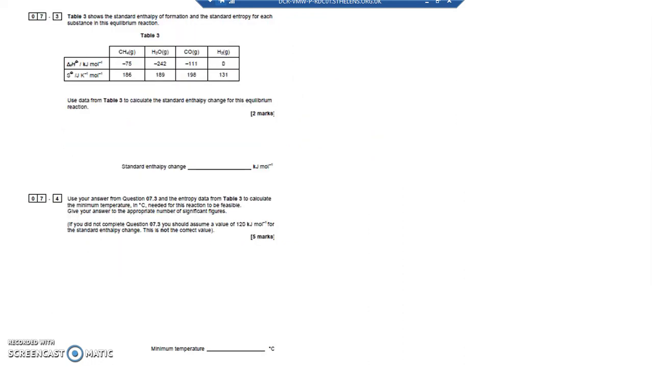7.3. I've got some data for each of the standard enthalpies of formation, and also I've got entropy, but the first part of the question is about the standard enthalpy change, so I'm just going to use the first row of data. So I know my equation, CH4 plus H2O makes CO plus 3H2, from the first part of the question.